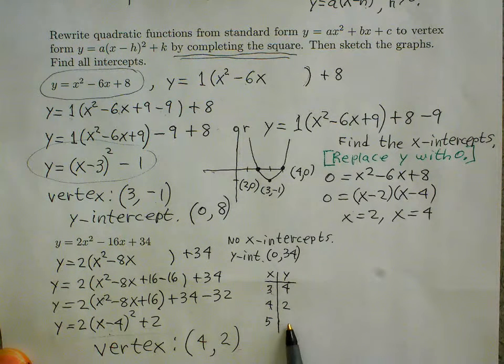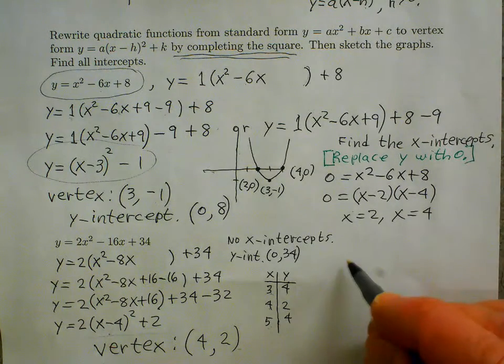We're going to get the same y-coordinate for x equals 5. But let's go ahead and replace x with 5 in the vertex form. When x is 5, 5 minus 4 is 1. 1 squared is 1. 2 times 1 is 2. 2 plus 2 is 4. Just as we expected.